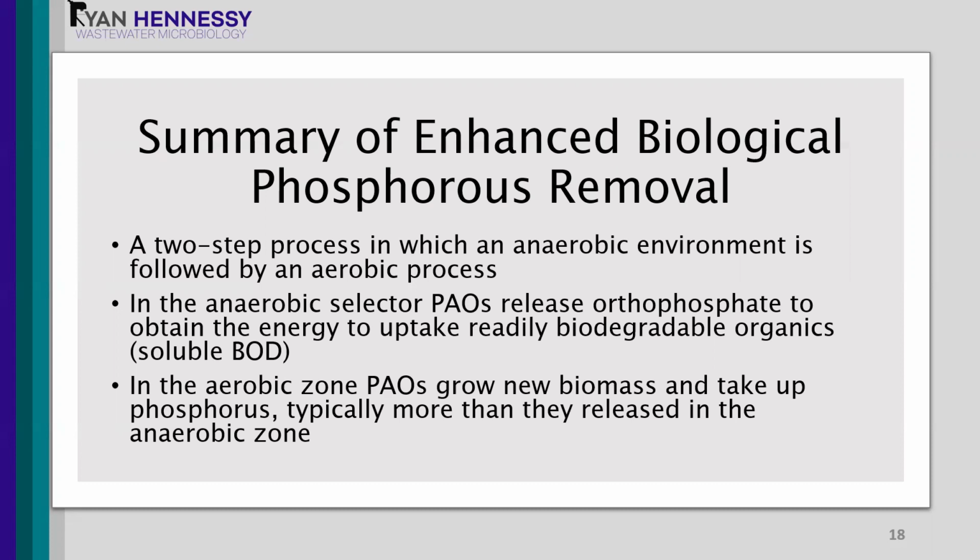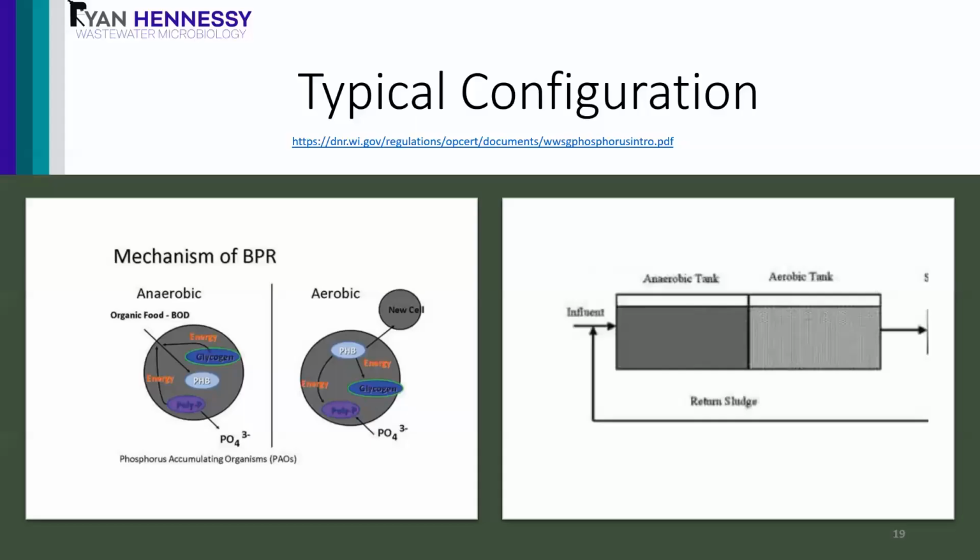So by the PAOs having a higher amount of dry weight phosphorus than other bugs, once you have a population of those, you're going to get more phosphorus removal from having those.